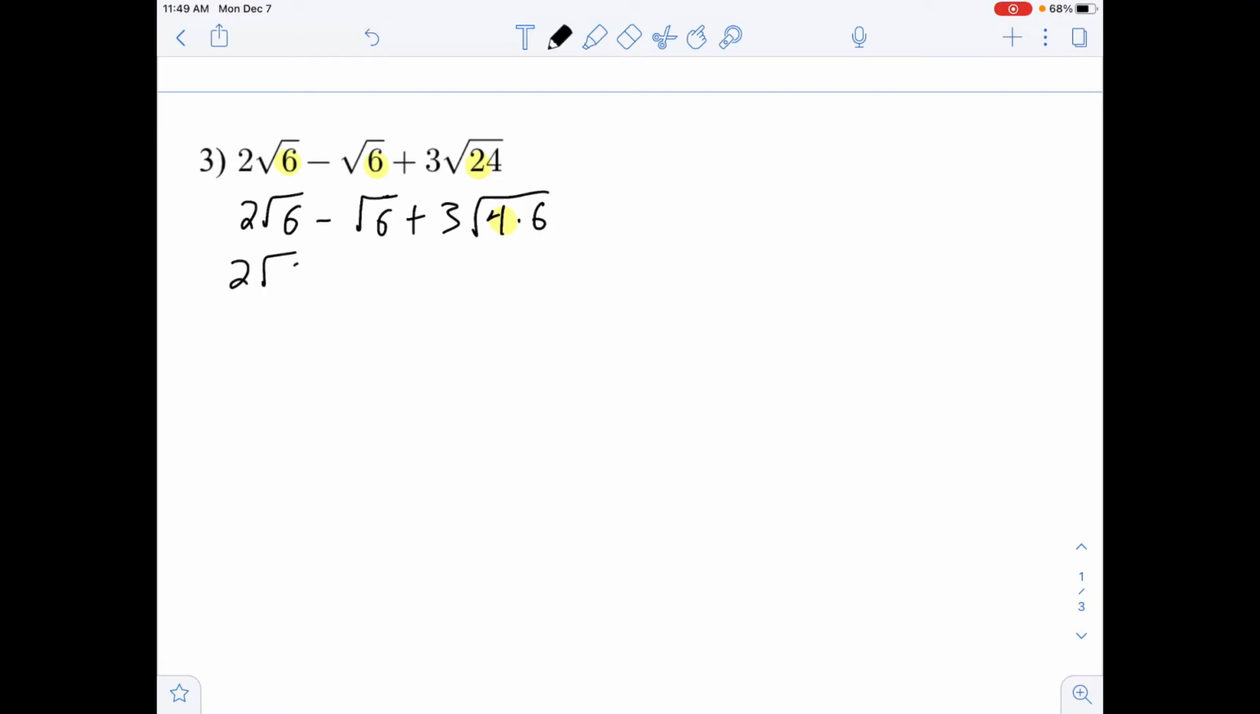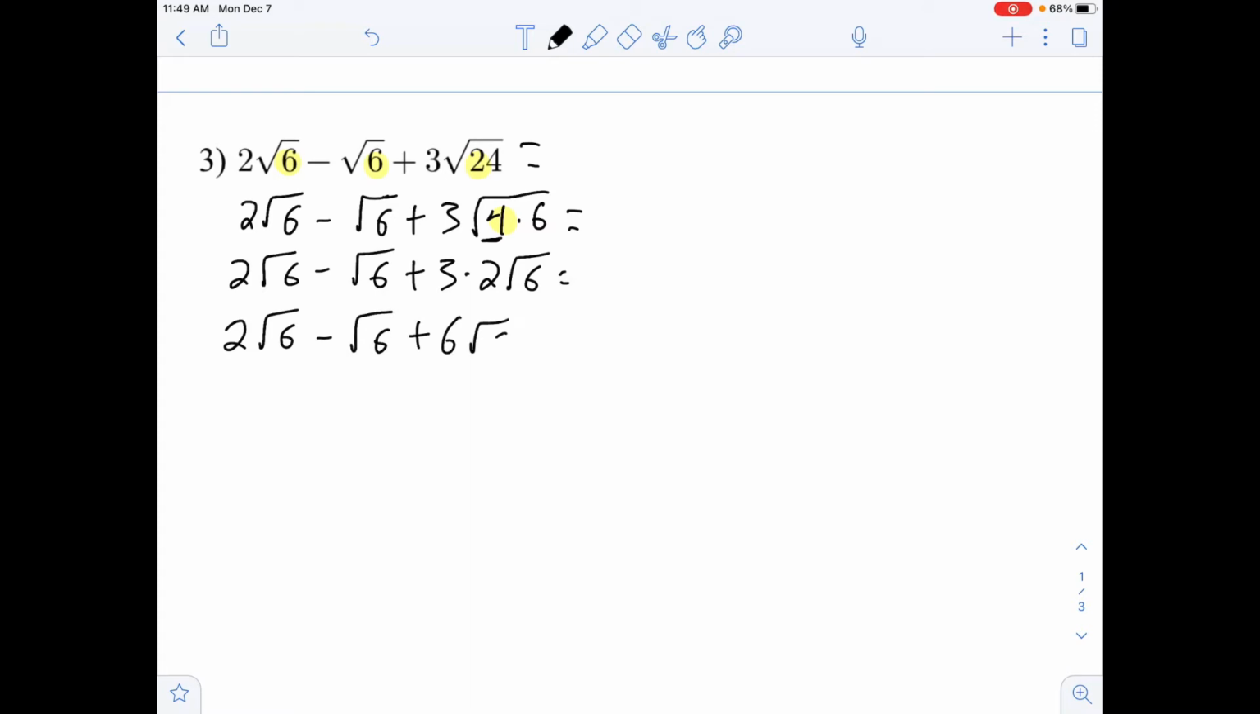So then I'm going to go ahead and rewrite everything. I know a lot of students don't like to do that. They don't want to rewrite because they think it's kind of wasting time. But I think it's important to keep everything organized. So the square root of 4 is 2, so that comes out. And then again, let me put my equal signs here. So this is 2 square roots of 6 minus the square root of 6 plus 6 square roots of 6.